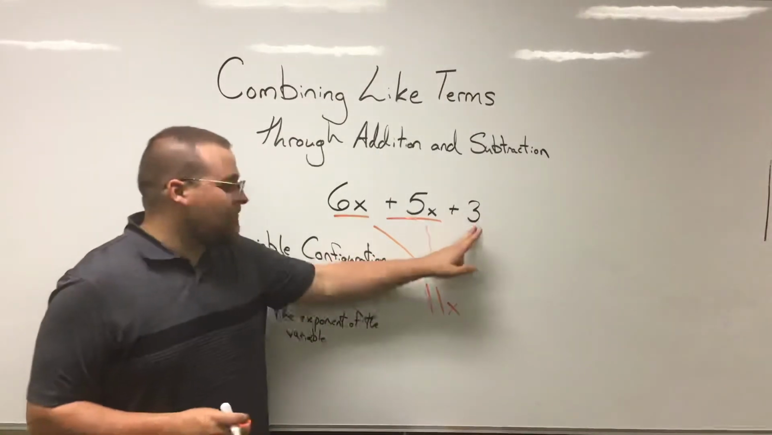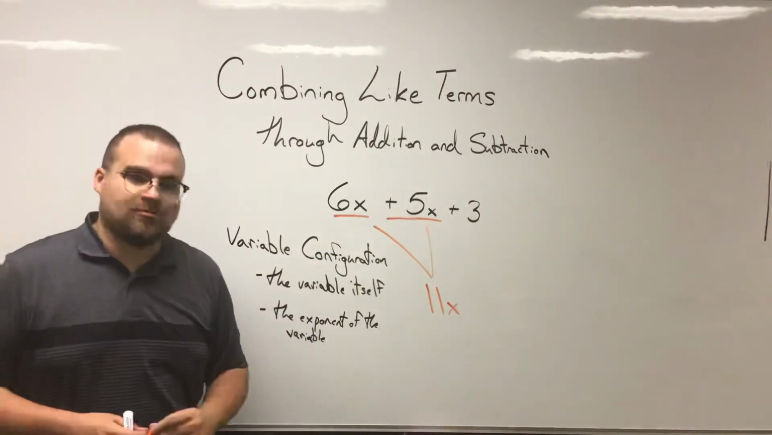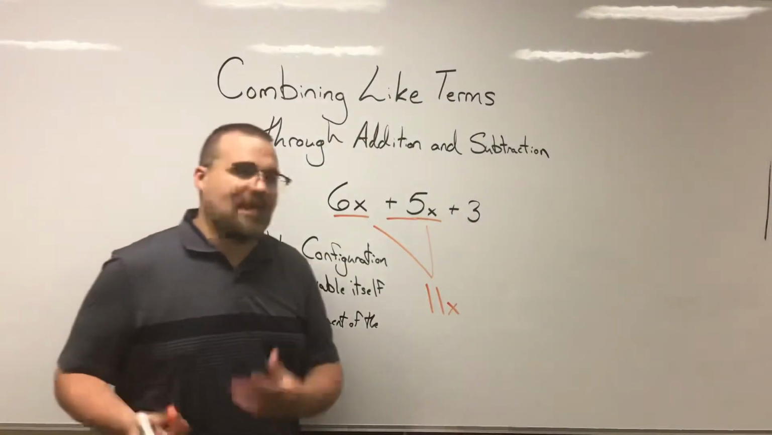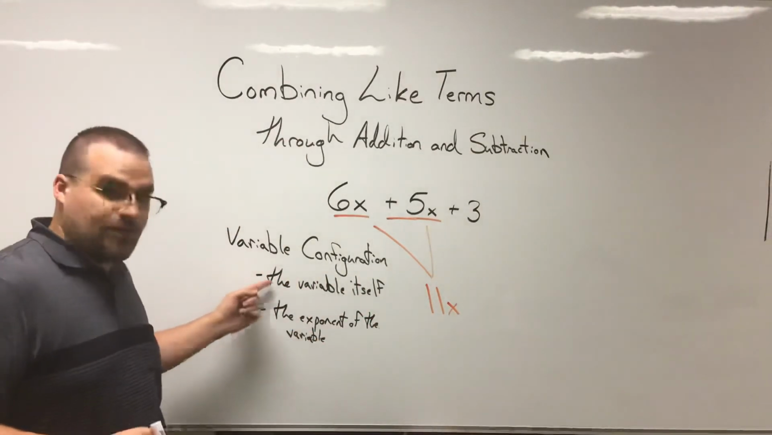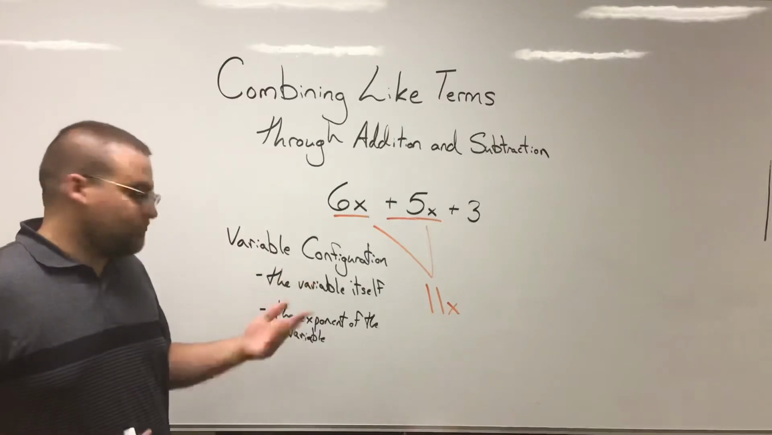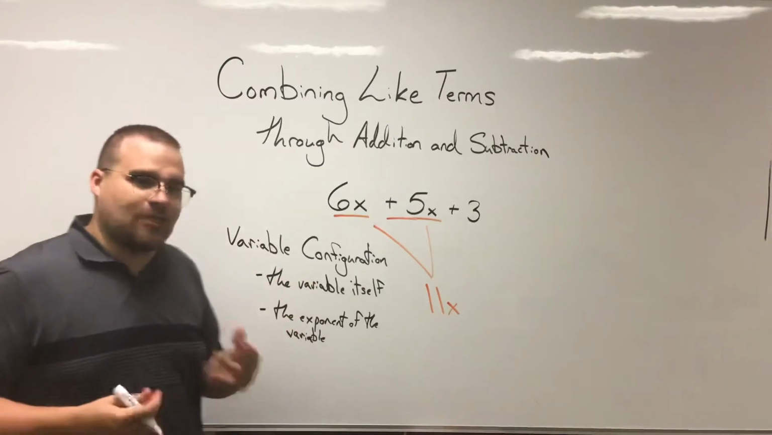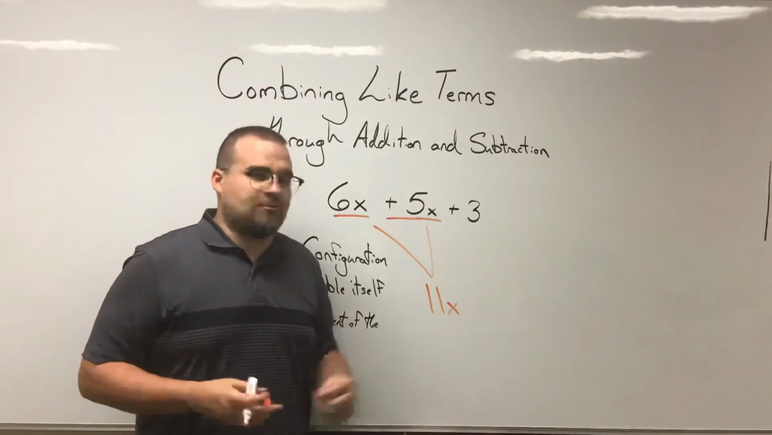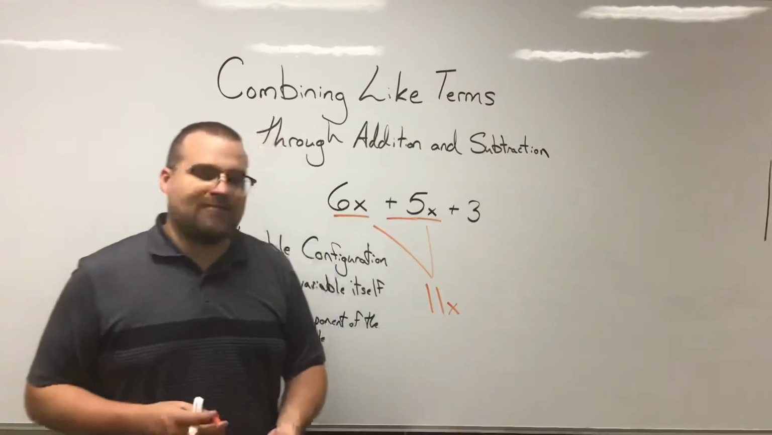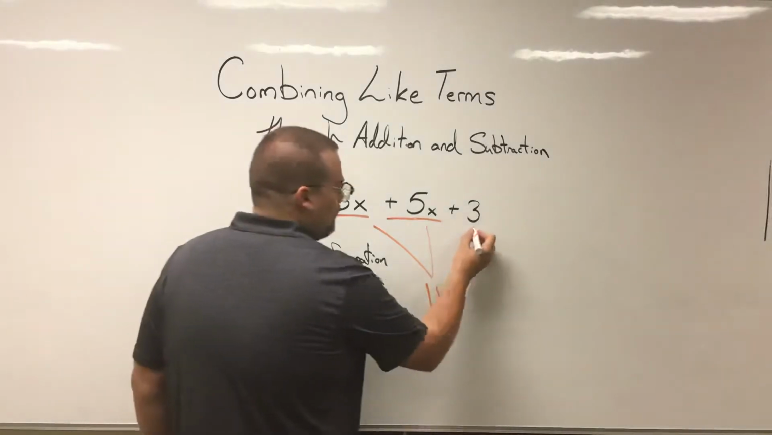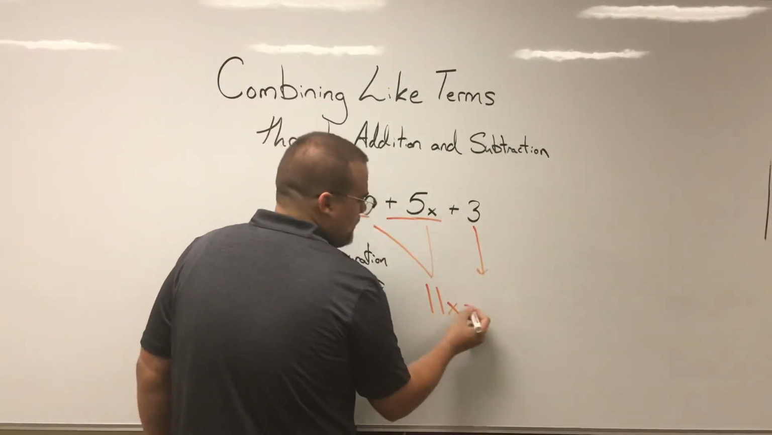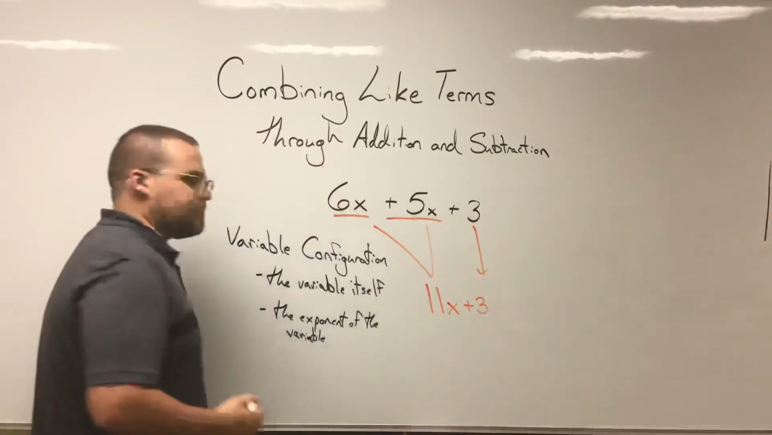Now, can we add the 3 with these? No, that we can't do because it does not share a variable at all. And obviously the second criteria doesn't even come up since it doesn't have that variable in common. So we would keep the 3 where it's at. It would just kind of drop down and we'd say, okay, 11x plus 3.